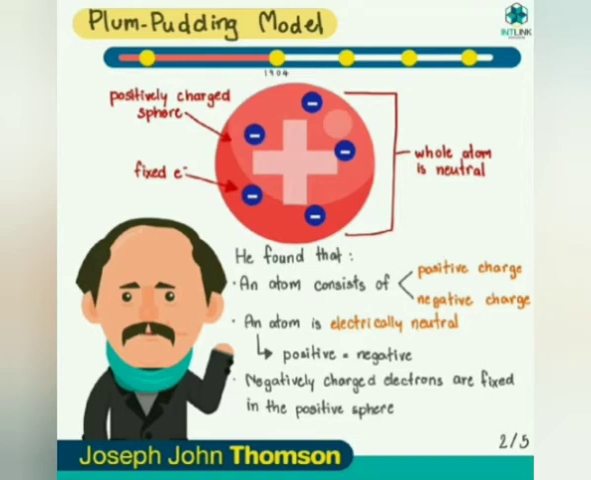Next, he found that an atom consists of positive charge and negative charge, out of which he only discovered the negatively charged particles, that were electrons. The next point is that the atom is electrically neutral because positive and negative charges are equal in magnitude, or you can say they are equal in amount. The next point is that the negatively charged electrons are fixed in position in the positive sphere, meaning they have fixed positions. The electrons cannot move. So according to his theory, out of Dalton's theory, he added these three points in his atomic model.